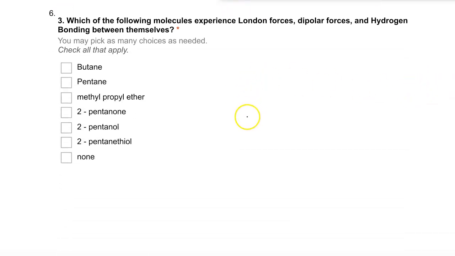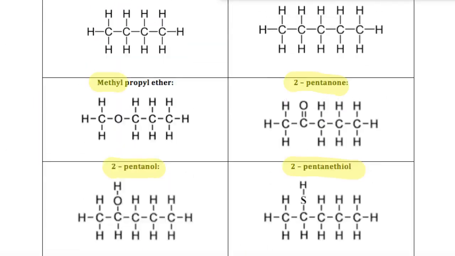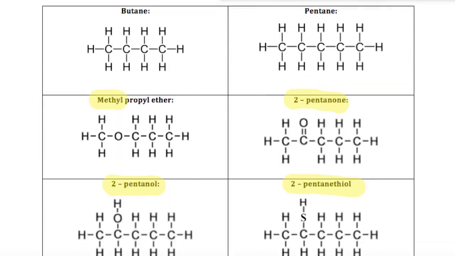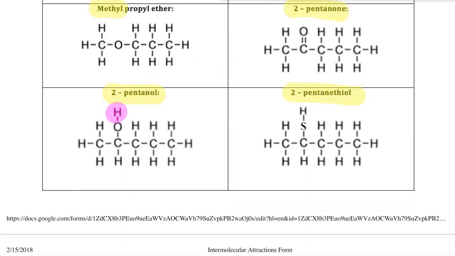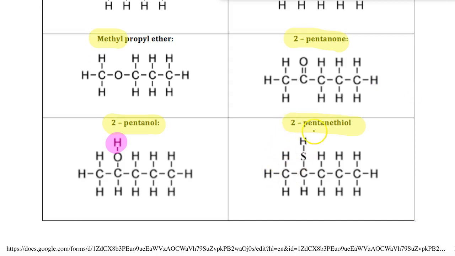Which of the following molecules experiences London forces, dipolar forces, and hydrogen bonding? Well, if you have hydrogen bonding, you are polar and you have a cloud of electrons. So if we look at our diagram, who experiences H bonding? Now it sounds like it's bonding, but these are again attractive forces. So in order to have H bonding, you have to have an electron deficient H. And the only one here that has an electron deficient H is 2-pentanol. What about 2-pentanethiol? Well, this sulfur atom, as I talked about before, isn't electronegative enough.